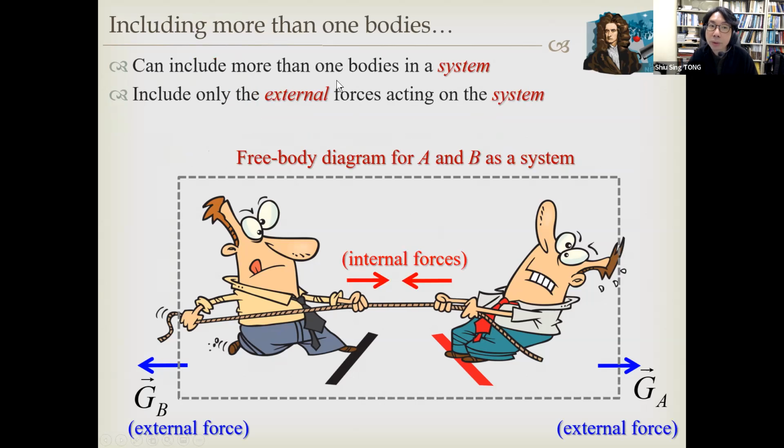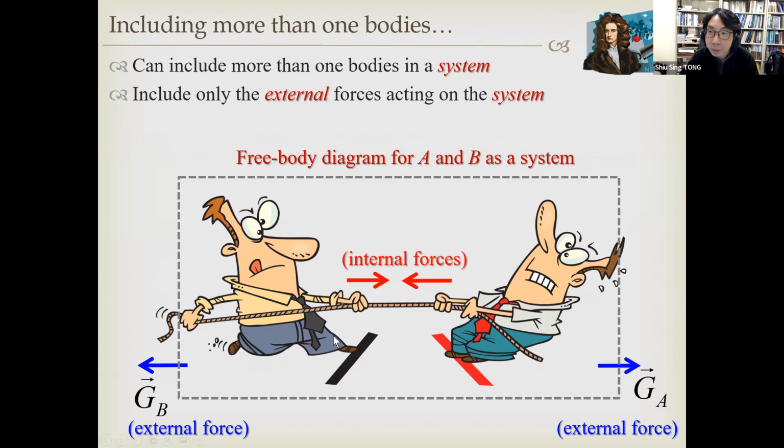But I can also include more than one body in the system. Suppose I include both A and B in our system. So I enclose A and B as a whole. Okay, so you can see I draw a rectangle to enclose both A and B, which means that they are counted as members of the system. In that case, the pulling force between them is the internal force.